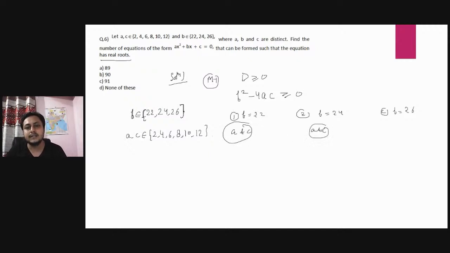Accordingly, take values of a and c that fulfill this condition, that b square minus 4ac should be greater than or equal to 0. So from here you will get different values, and the number of roots that come will be your answer. But the options are 89, 90, 91. When you try to solve this question by this approach, it is a little bit complicated. Things become too lengthy, right? So there is no need to do all these things.